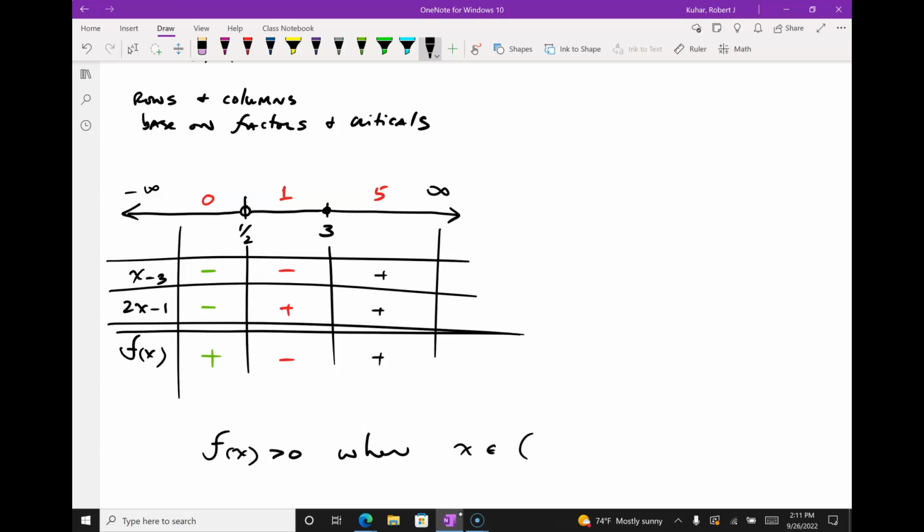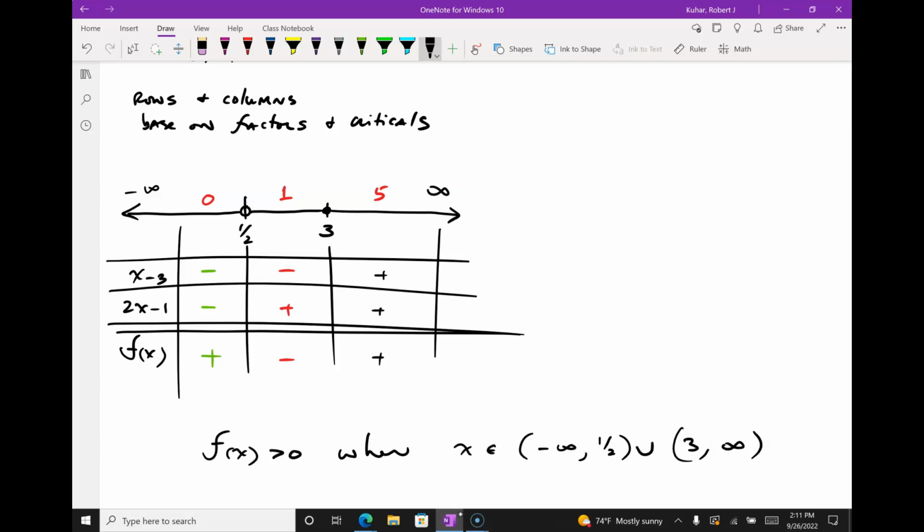So I might ask something like, f of x is greater than 0 when x belongs to minus infinity to 1/2 union 3 to infinity. And we'll talk more about that today. I got my minus infinity to 1/2, right? I can test anywhere in there, and I'm going to get a positive. The function is greater than 0 in there. And it's also greater than 0 between 3 and infinity, but not including 3. At 3, it's 0, so I got to change that.